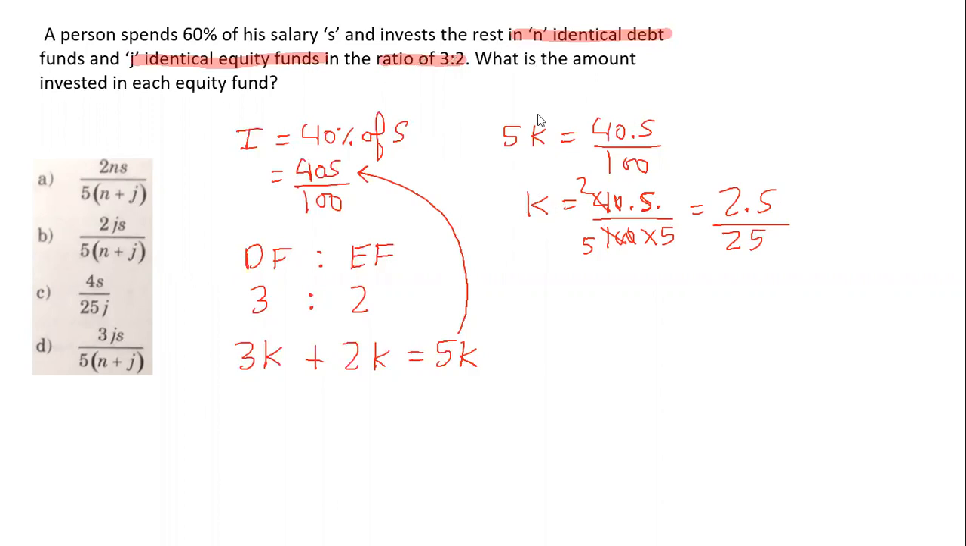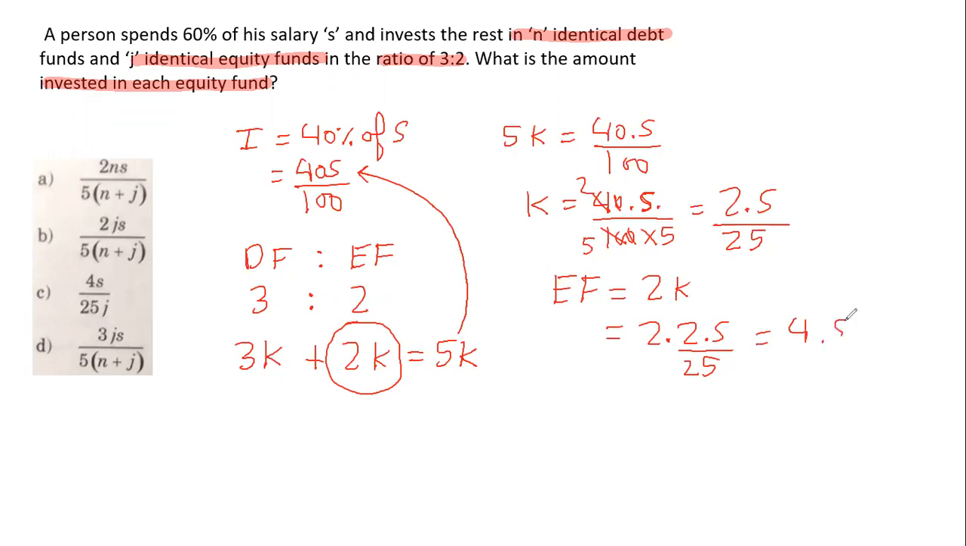Now, when I read the question, they are saying, what is the amount invested on equity funds or each equity fund? So let's focus on how much money I actually spend on equity funds. As I can clearly see, the money that I invested on equity funds is 2K. I already know the value of K. I'll just replace it here. So that's twice into 2 times S over 25. That will actually become 4 times S over 25. So this is the money that I invested on equity funds.